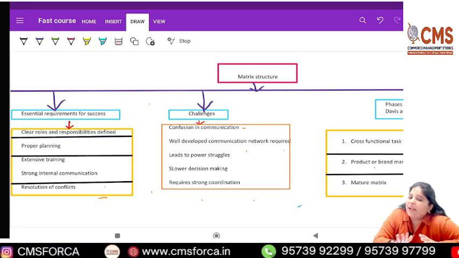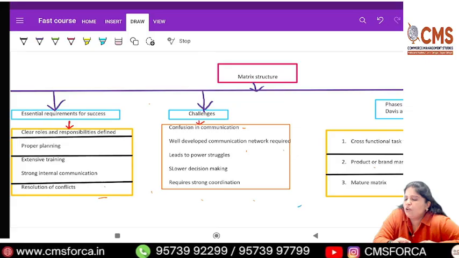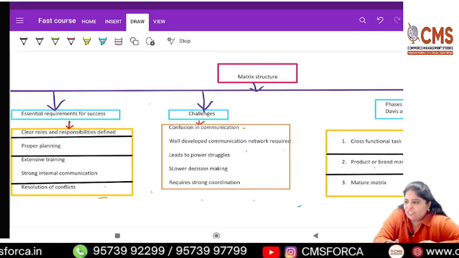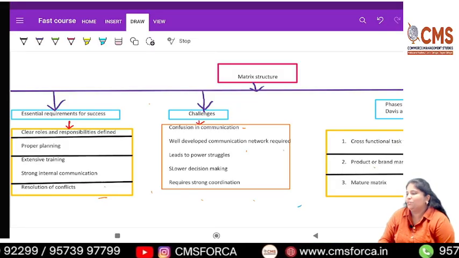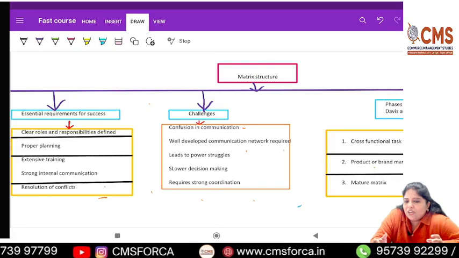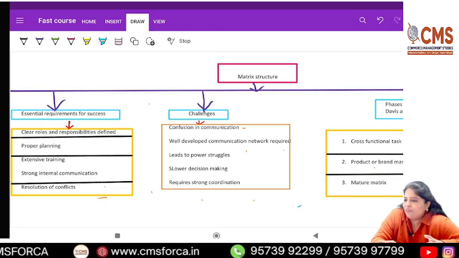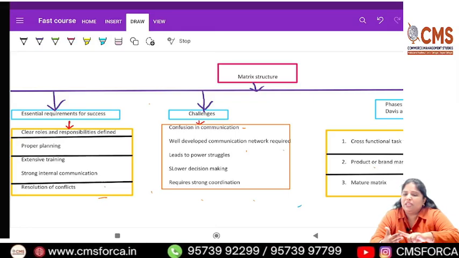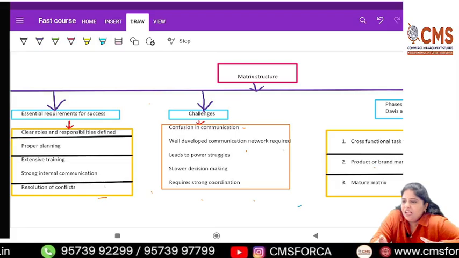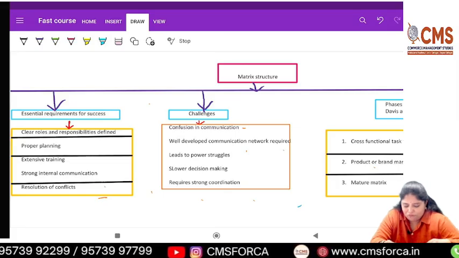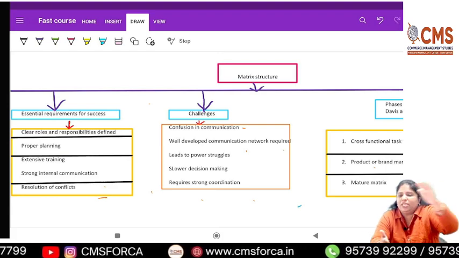Now, what is matrix structure? Matrix structure is a combination of functional structure and product structure. Do not get confused what is product structure here. Presume it to be an SBU structure. Whatever flexibility and stability we have, both features are combined in matrix structure. And in matrix structure, as we discussed yesterday, communication goes two ways.